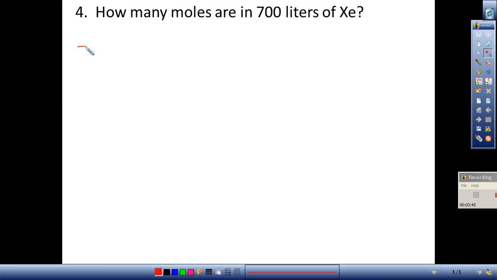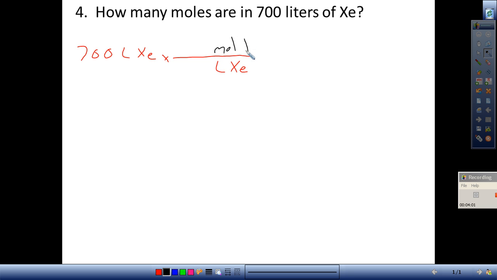Here I'm starting off with 700 liters of xenon. I don't want liters of xenon, so I'm going to put it down here. Now I do want moles. Alright, I look at my fraction. There's only 1 mole written, so I'm going to put 1. My liters, it's always 22.4 liters per mole. Cross off my like units and divide, and there's my answer.